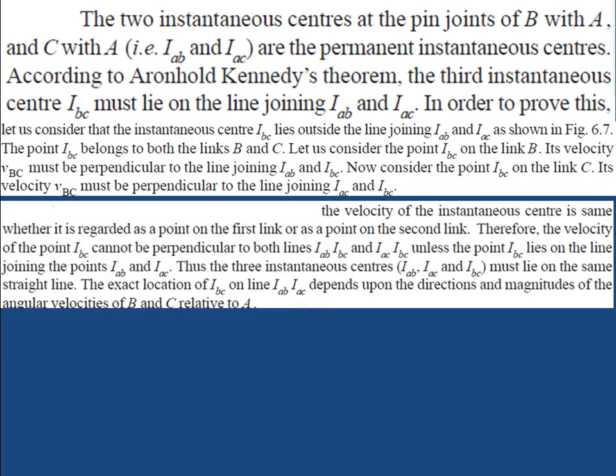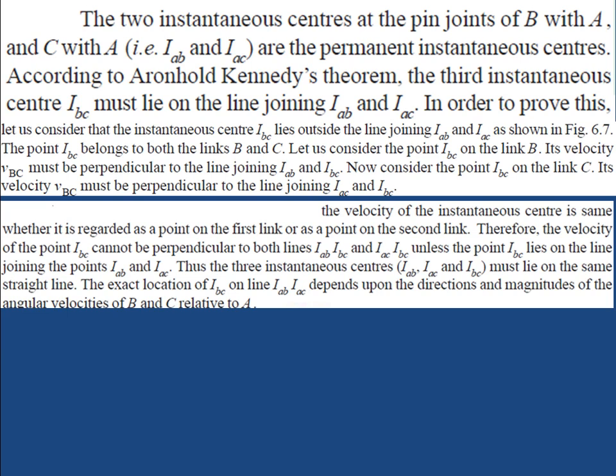Okay, so like this the theorem can be considered. If you go into detail, there are 2 instantaneous centers at the pin joints of B with A and C with A, that is IAB and IAC are the permanent instantaneous centers, and according to the Aronhold-Kennedy theorem, the third instantaneous center IBC must lie on the same line joining IAB and IAC.